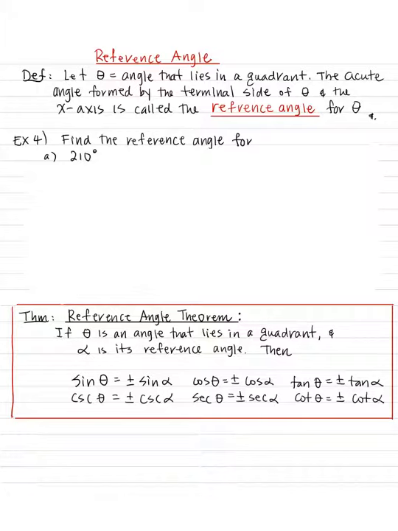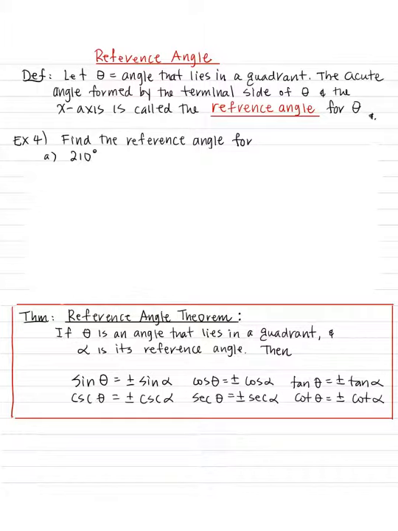All right, so here comes that word, reference angle. Definition: let theta equal the angle that lies in a quadrant. The acute angle formed by the terminal side of theta and the x-axis is called the reference angle for theta. I think the best way to do this is by examples, so let's go ahead and start doing some examples of it.